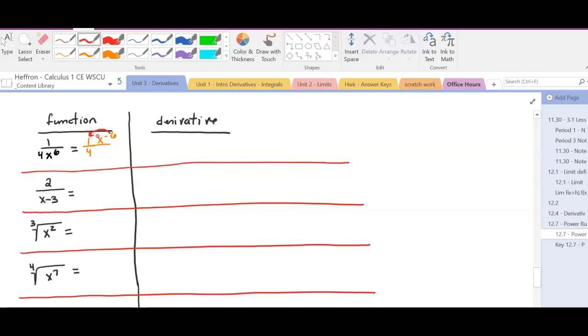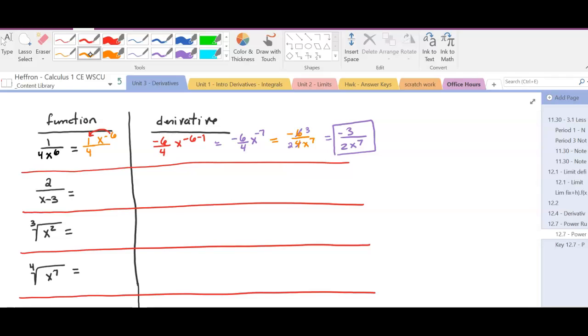Applying the power rule, we have negative 6, coefficient coming down, over 4, x to the negative 6 minus 1 more, or negative 6 over 4, x to the negative 7, or negative 6 over 4, x to the positive 7 in the denominator. 6 and 4 are both even, so this is the same as negative 3 over 2x to the 7th. This would be our preferred simplified answer.